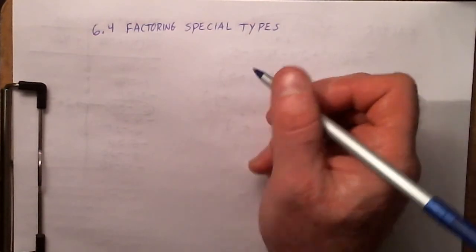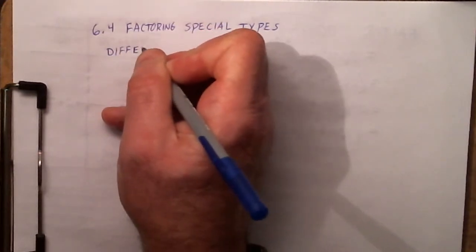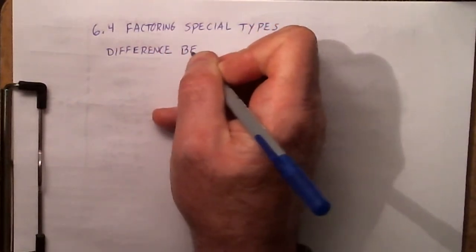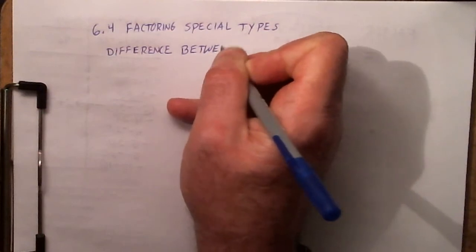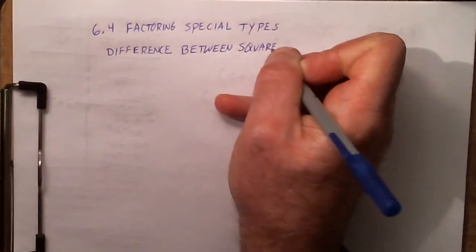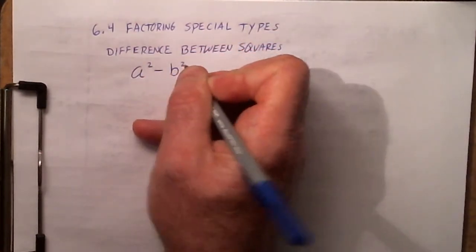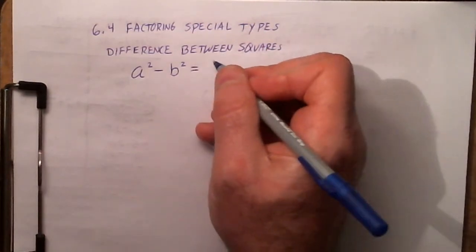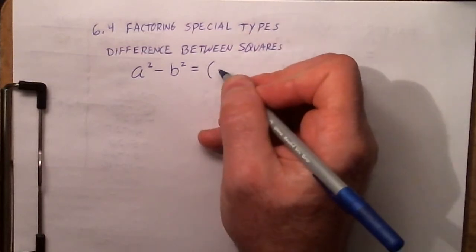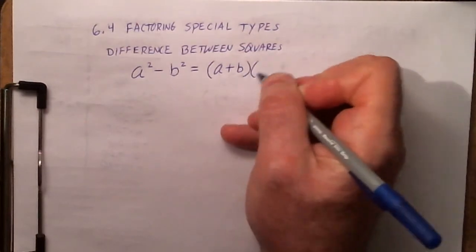These are going to be the special types. First of all, we're going to show you how to factor what is called the difference between squares. And the difference between squares is this right here. You may remember from the last chapter that the difference between squares is always produced when you multiply conjugate binomials together. So hopefully this rings a bell.